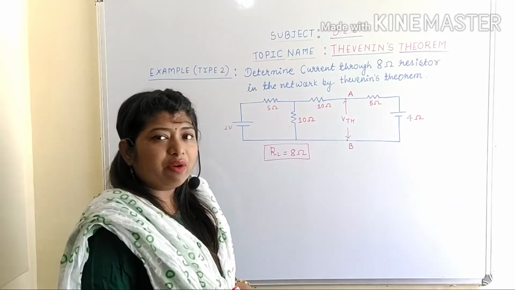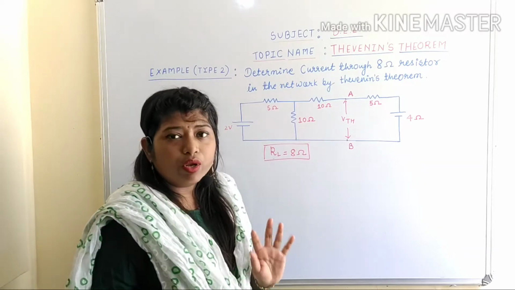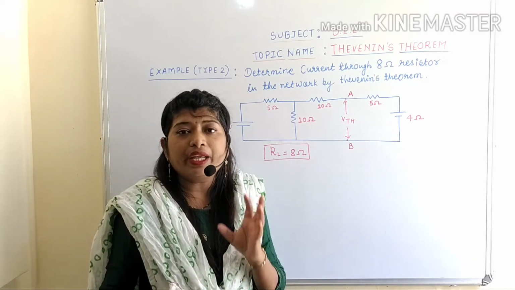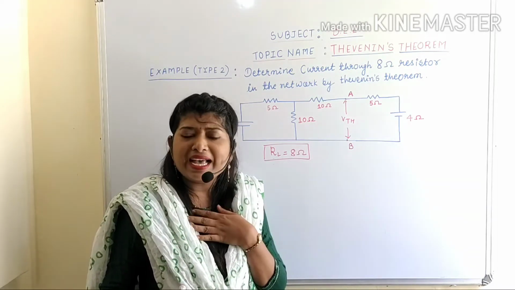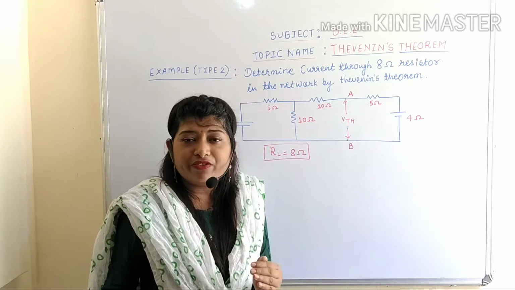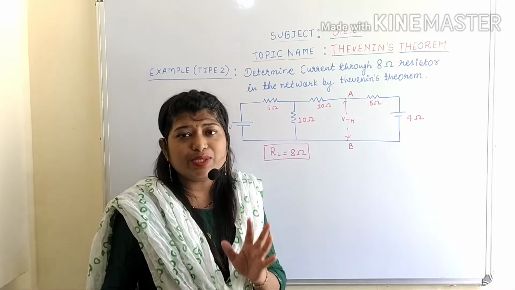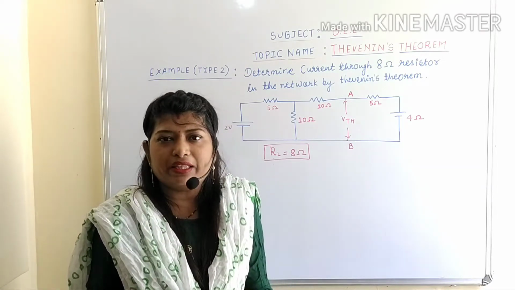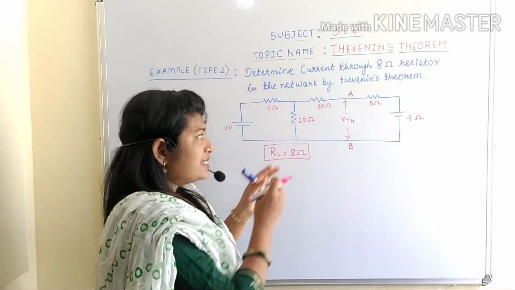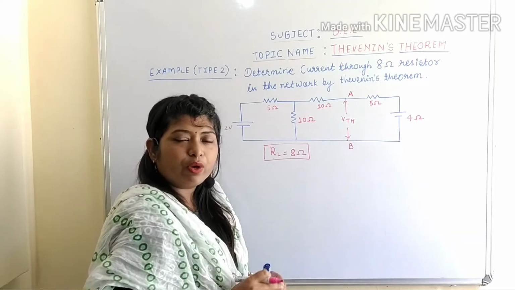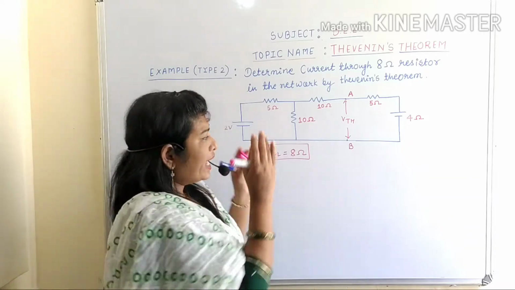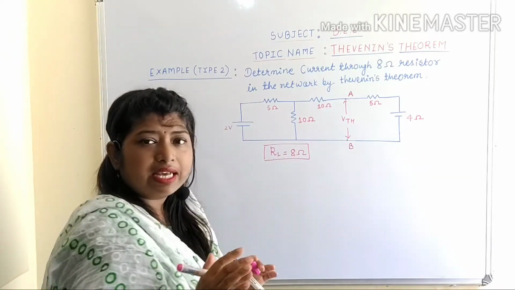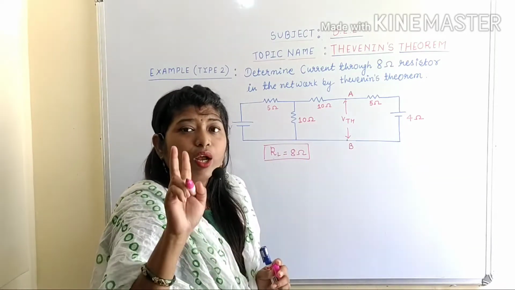Now to calculate VTH, what do you need to do? You have to use any one of the network simplification techniques. As I told you, please refer to mesh analysis as it is one of the easiest methods you have. So let's apply mesh analysis in this particular circuit to calculate the current flowing through each mesh. Can you identify how many meshes are there? Yes, there are two meshes.